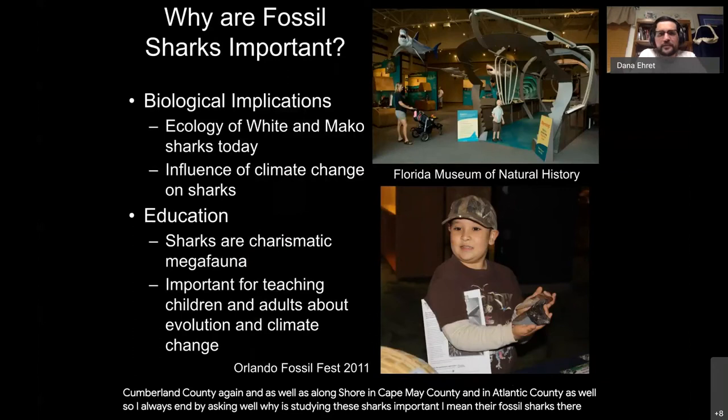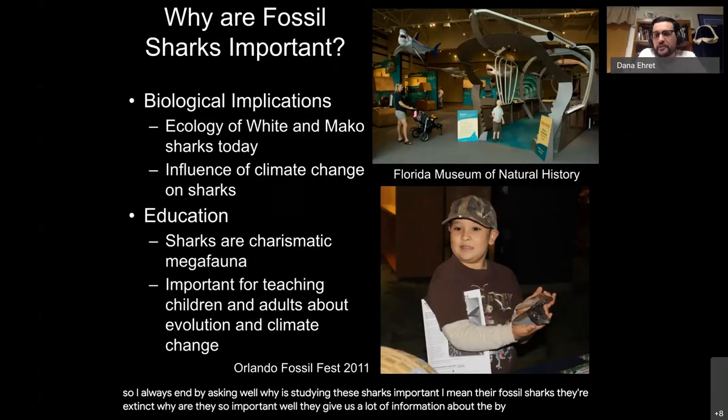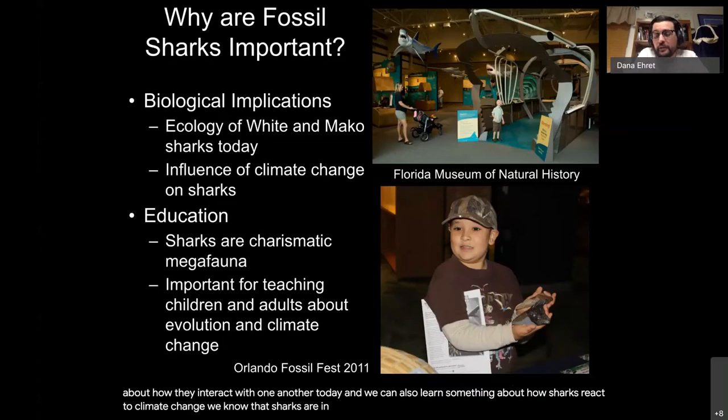Well, they give us a lot of information about the biology of sharks today. If we know how these sharks evolved and how they interacted in the past, they can tell us something about how they interact with one another today. And we can also learn something about how sharks react to climate change. We know that sharks are in danger today. Most or many species are declining in populations due to overfishing and climate change. So by learning about how sharks coped in the past, we can model what might happen in the future.